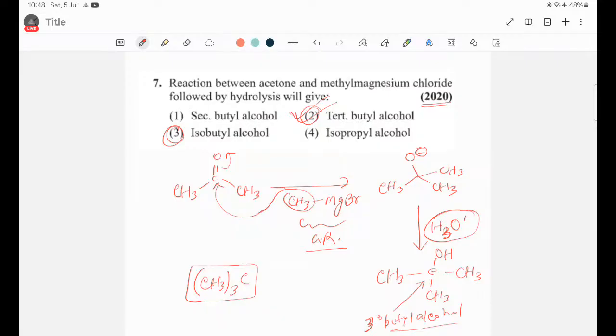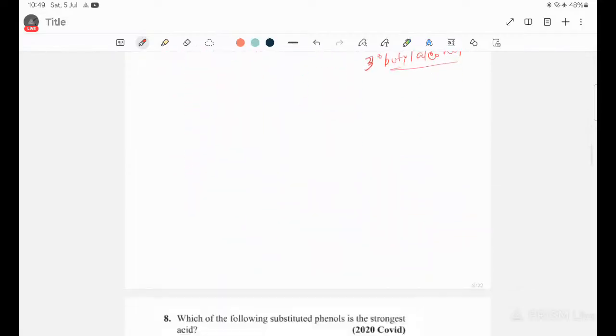See, you have to know the conceptual part. Without the conceptual part, you cannot answer this organic chemistry question. The physical chemistry question you can answer, because there you will only get the mathematical part. But here you have to get the conceptual part. Without the conceptual part, organic chemistry cannot be cracked. Not a single question can you crack in organic chemistry without concept. So here option 2 will be correct.